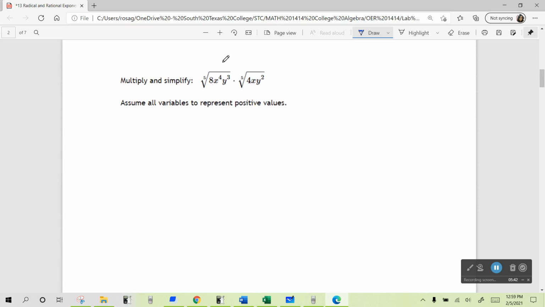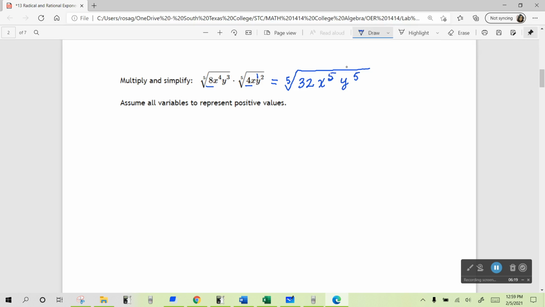Now here we have it again. Now we have 2 of them. There's several ways to do this one. It's to the 5th root, not the square. So let's do the multiplications. 8 times 4 is 32. And then the powers, you're going to add them. So this is 1, so it would be x to the 5th. And then y to the 5th.